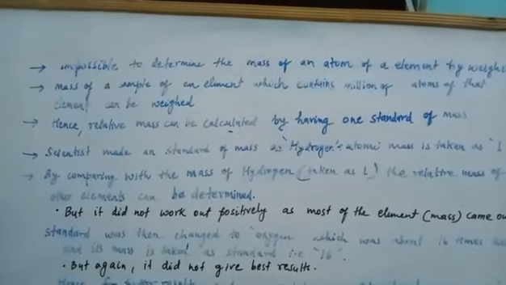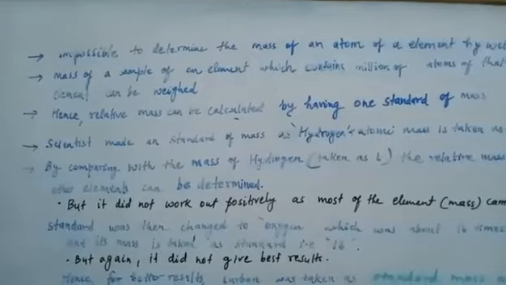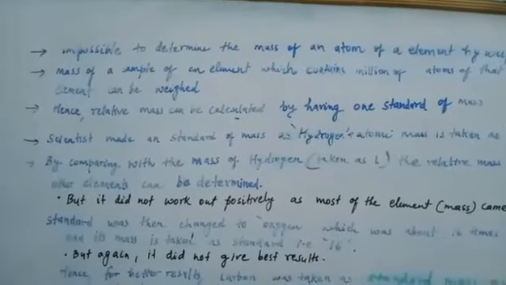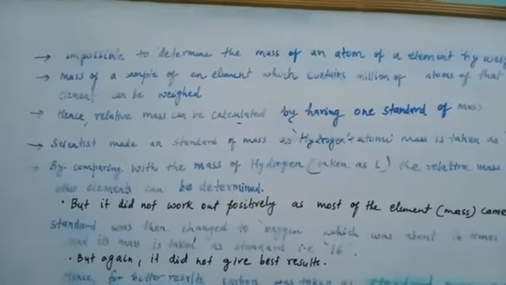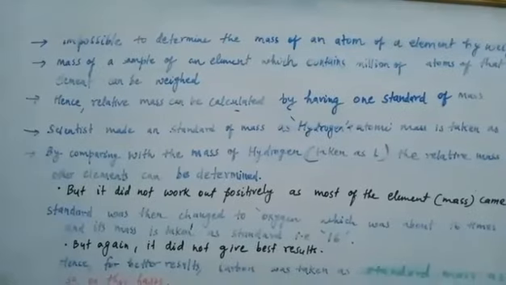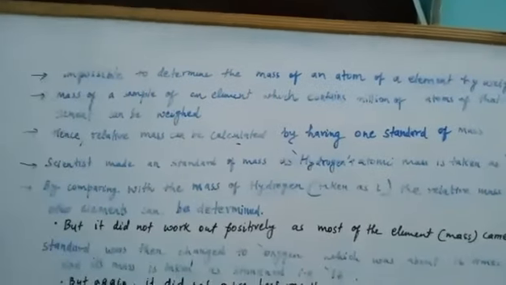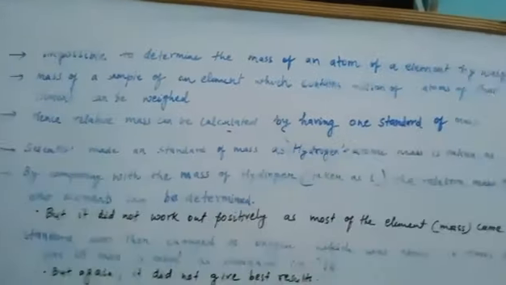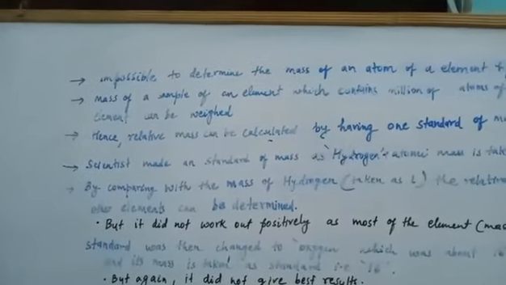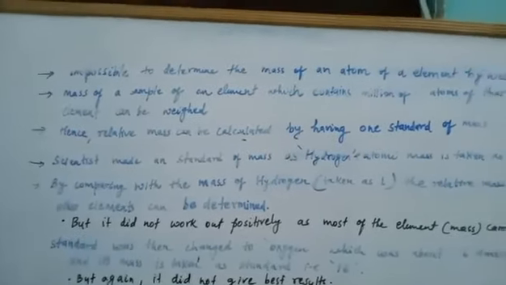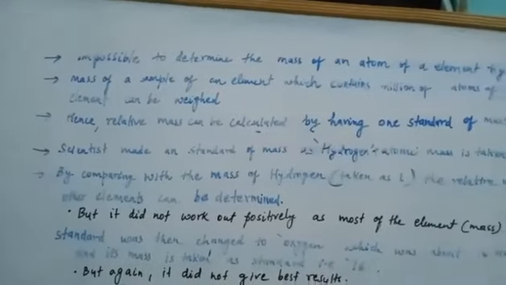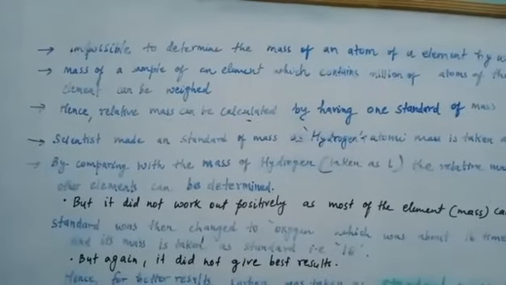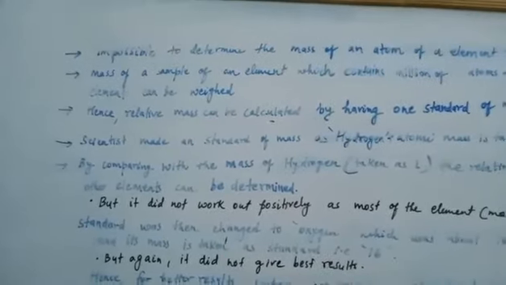For example, if we take some amount of sodium metal, that sample of sodium metal would contain millions of atoms of element sodium in it. So that sample, which contains millions of atoms in it, can be weighed. But if we want to just weigh or determine the mass of an atom, then that cannot be done. Hence, scientists were in search of having one standard of mass, and by comparing with that standard of mass, the relative mass of other elements can be determined.